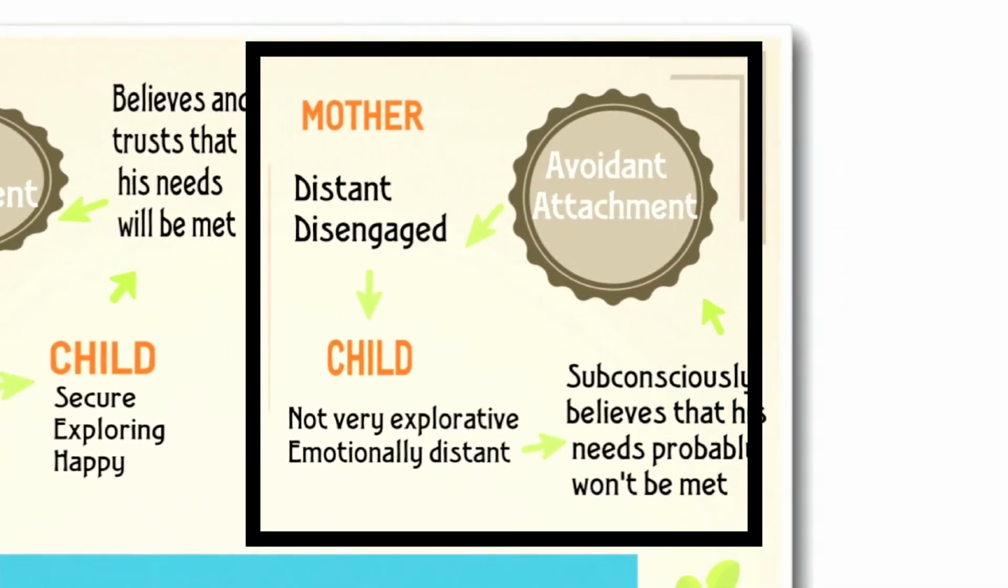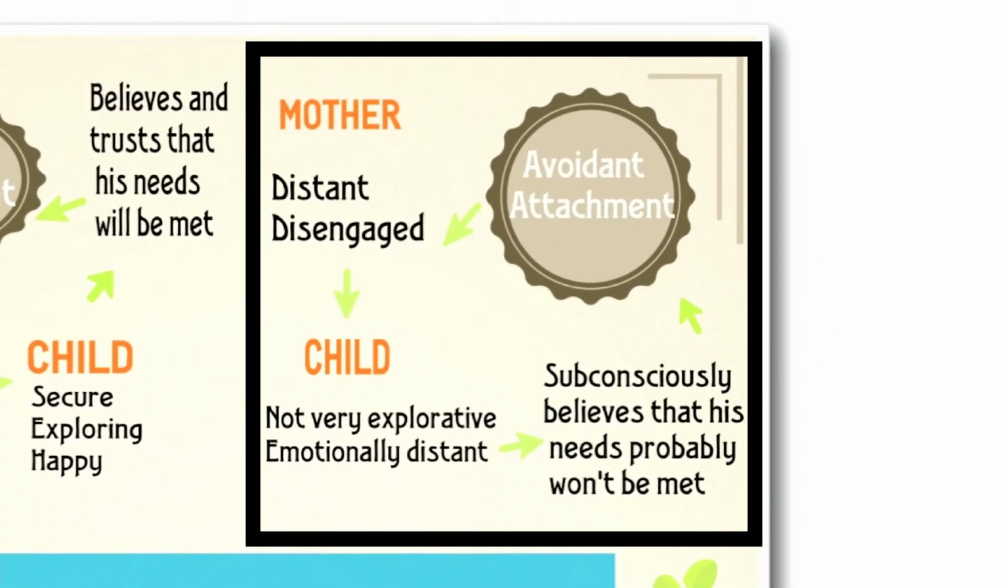We have avoidant attachment. The mother's behavior is distant, disengaged, maybe on their phone. The child is not very explorative, emotionally distant. Subconsciously, the child has decided that their needs are probably not going to be met. They don't really use their mom as a base. These kids, interestingly enough, will sit with their parents alone. Mom's disconnected, the child's disconnected. When the stranger comes in, in some cases the child will go right up to them.